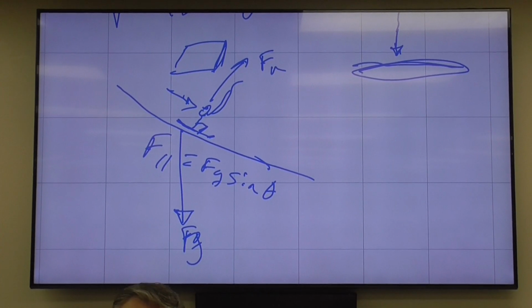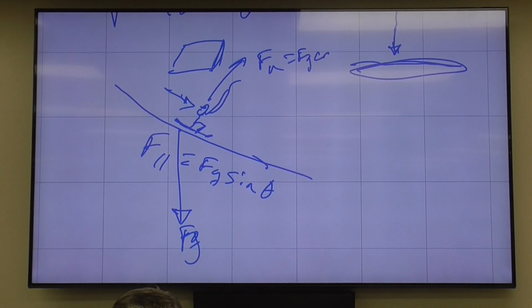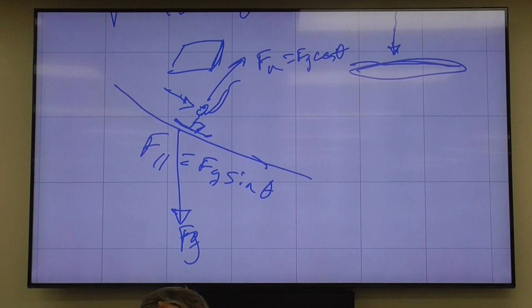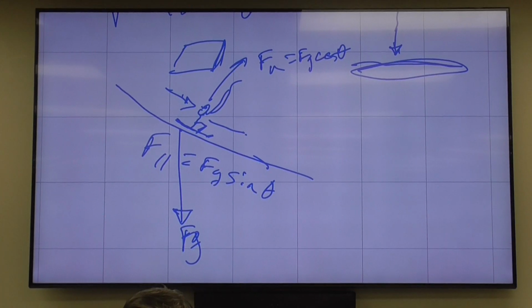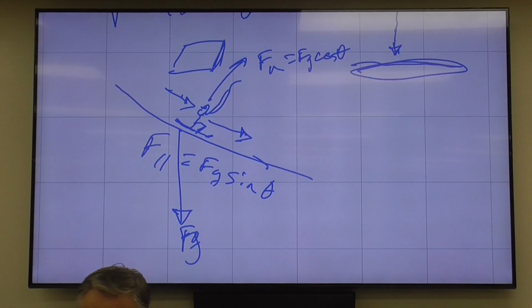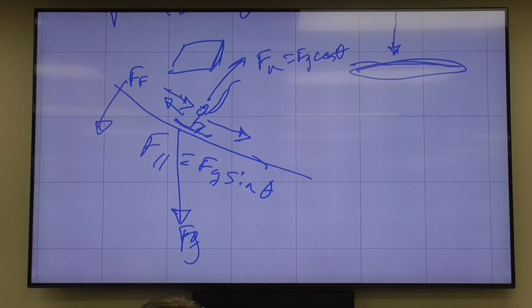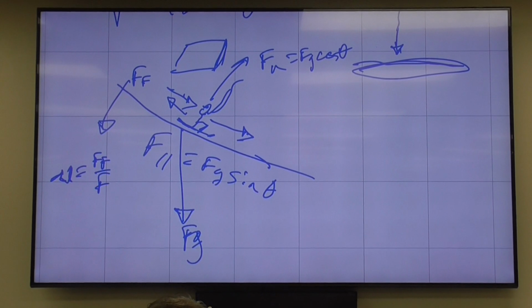How do you calculate force normal? F g cosine theta. So if there is friction as he's going down the hill, which direction is friction going to act? Opposite the direction of motion, up the hill. How do you calculate force friction? It equals the coefficient of friction times force normal.